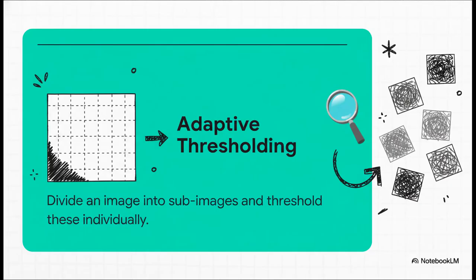And this brings us to the hero of our story, adaptive thresholding. The logic here is just brilliant. If one threshold doesn't work for the whole image, why not just break the image up into a bunch of smaller pieces and find a separate, unique threshold for each tiny piece? It's a classic divide and conquer strategy.